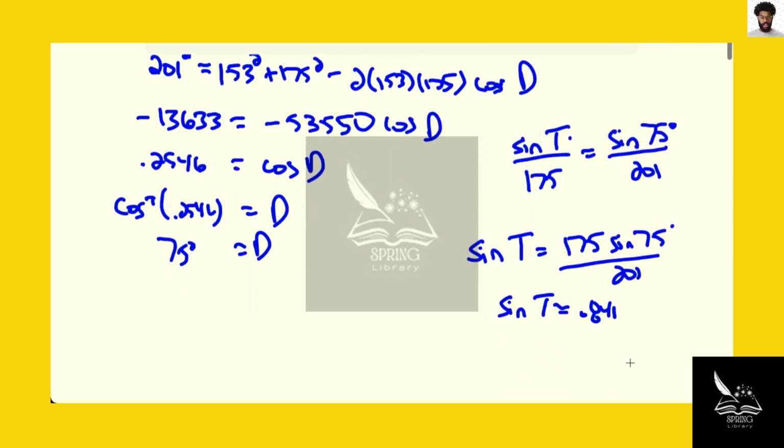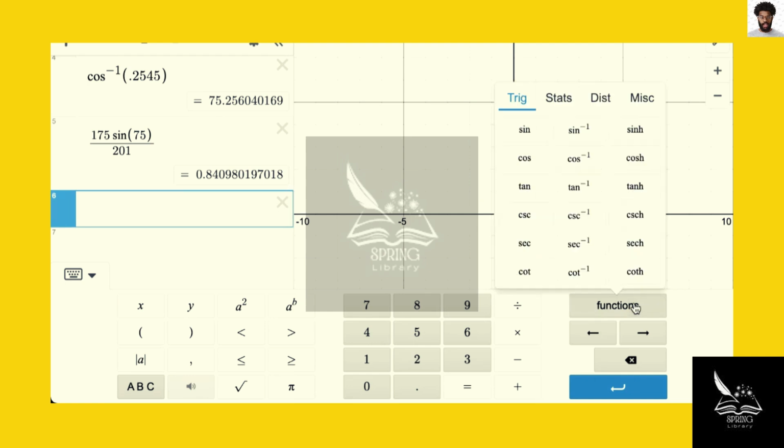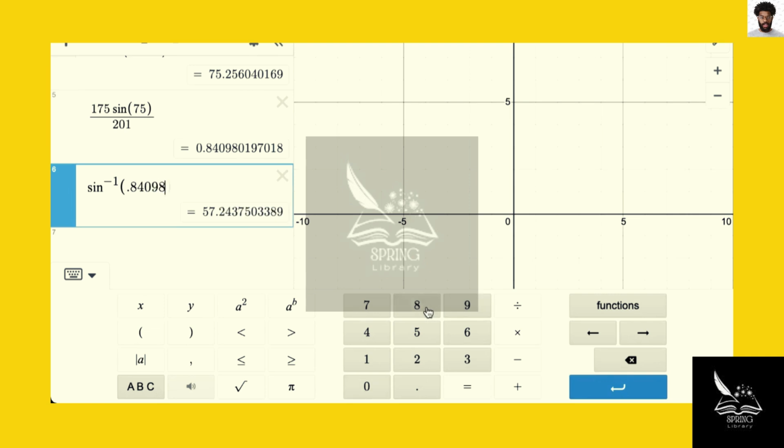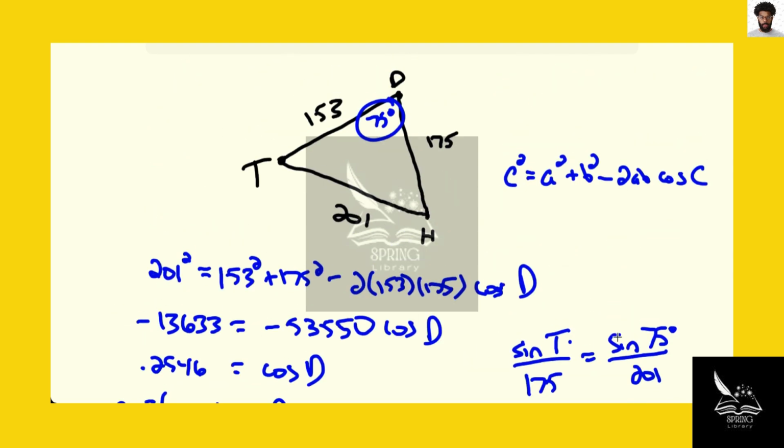So we want to then find the inverse sine of this decimal. And to the nearest degree, I'm going to say it's 57 degrees. And now we can use the fact that there's 180 degrees in a triangle and subtract from 180 the 57 and the 75, which leaves about 48 degrees.